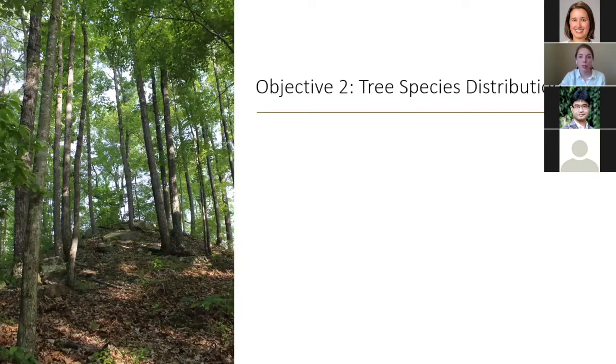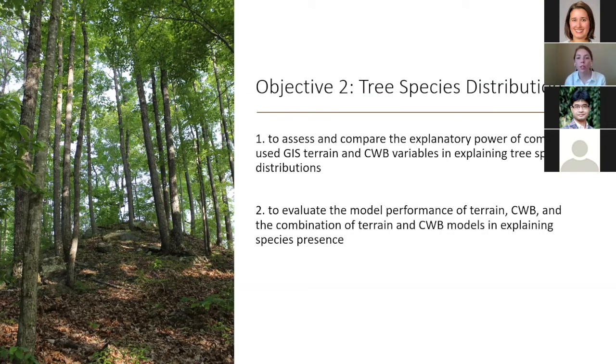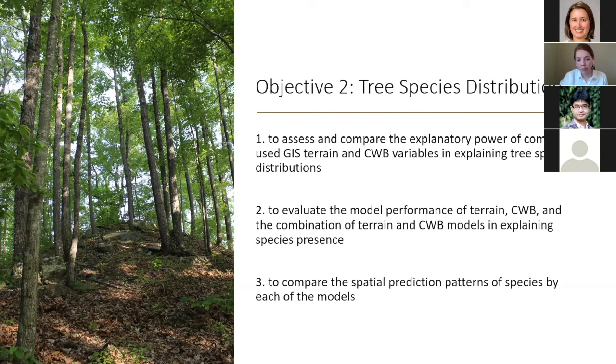So like the first objective, we had different parts to this objective. The first 2 are the same. So we first wanted to assess and compare the explanatory power of commonly used GIS terrain and climate water balance variables in explaining tree species distributions. Secondly, we wanted to evaluate the model performance of terrain, climate water balance, and the combination of terrain and climate water balance models. Third, this was different than the first objective, but we wanted to compare the spatial prediction patterns of species by each of these models. So models in terrain, climate water balance, and then the combination category.